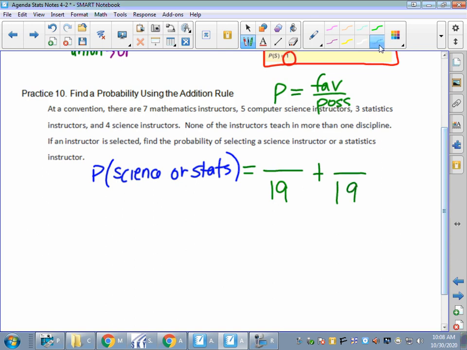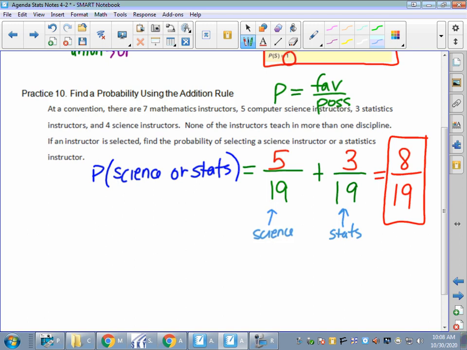I'm going to break this down just so you can see it. This is my science. This is my stats. And science instructors, I've got 5. Stats instructors, I've got 3. So this is going to be 8 out of 19 is the probability. We could go to a decimal if we wanted. We don't need to. Am I right on my science instructors? I'm wrong, right? Oh, gosh, I was looking at computer science. Let's make that 4. Sorry if I confused you. That should be 4. I was looking at computer science. I just saw the word science.